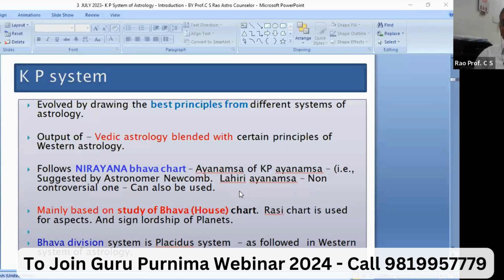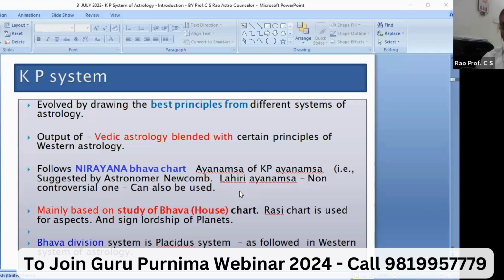Actually, when anybody comes to me, I give a KP Bhava chart, and I also give a Vedic astrology chart. If I use some other ayanamsa in the KP system, the dasha periods will differ. So I use Lahiri ayanamsa in both KP and Vedic, so as not to confuse the client, the native, the person. So Lahiri ayanamsa is best suggested for use in the KP system of astrology also.